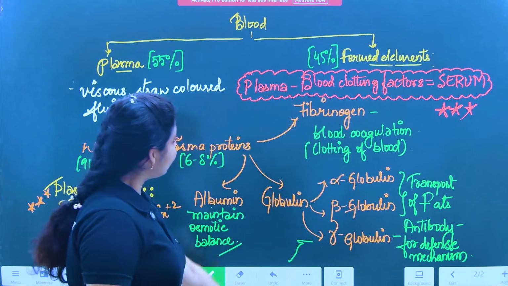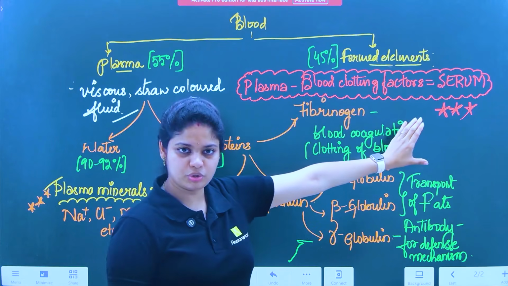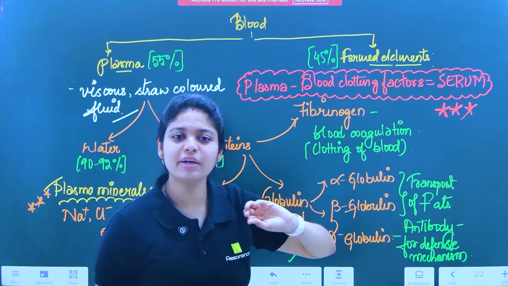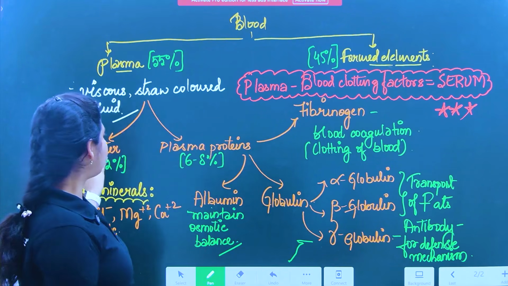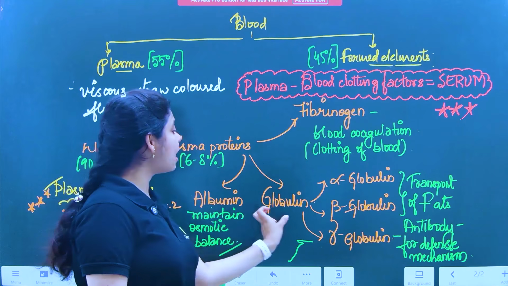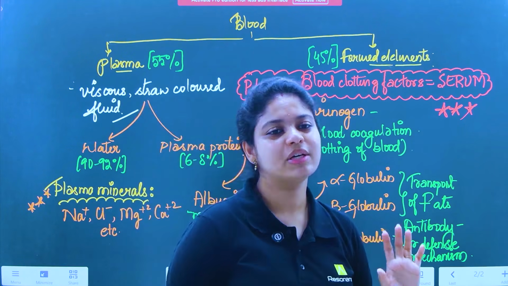Now, out of this entire composition of plasma, if I remove fibrinogen, that is, if I remove the blood clotting factor, whatever is remaining, what is remaining? Water and, in plasma proteins, albumin and globulin. This is the composition of serum.